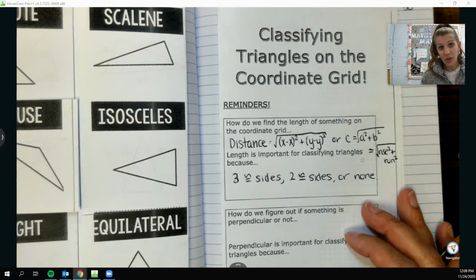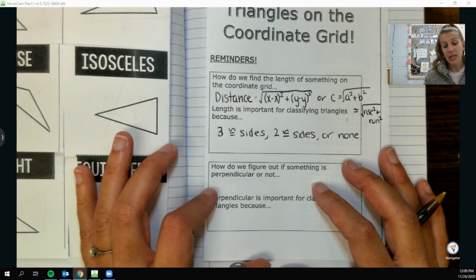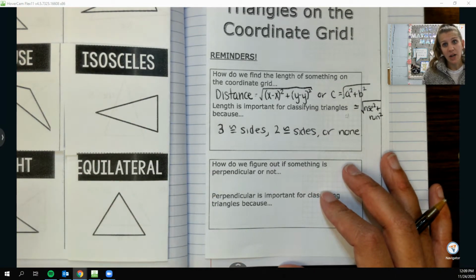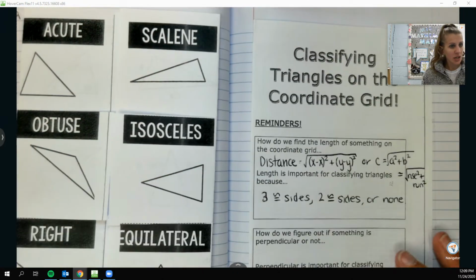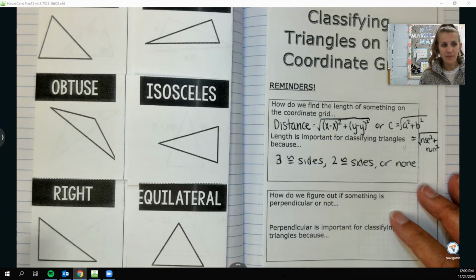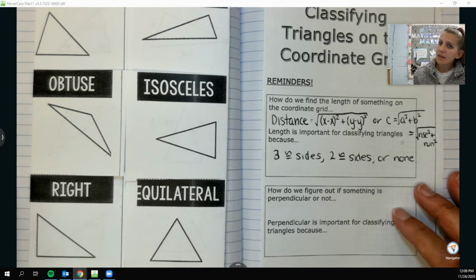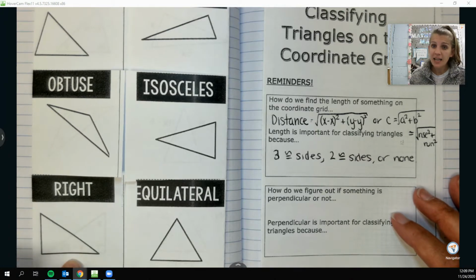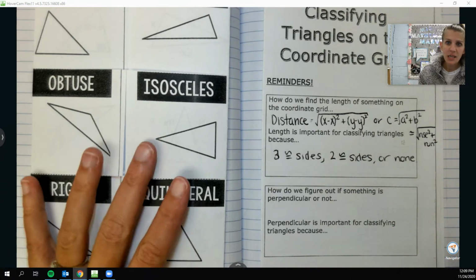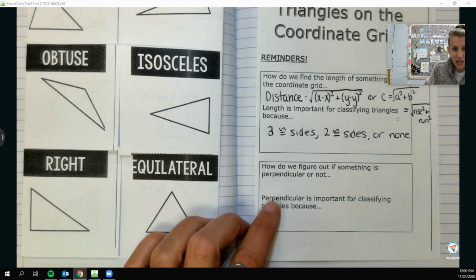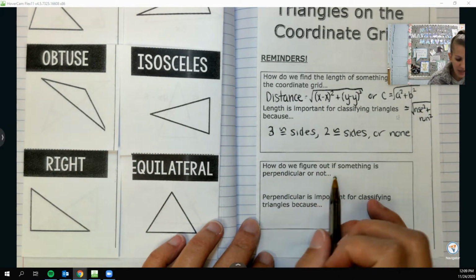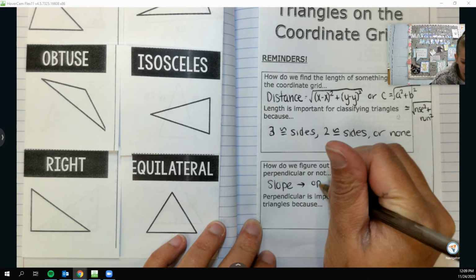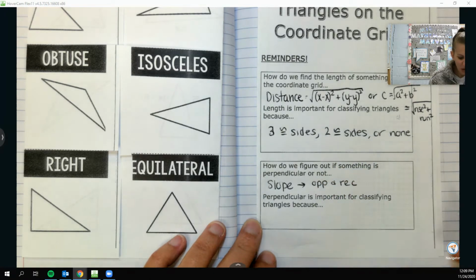Now, the other thing that I can do on a coordinate grid is figure out if something is perpendicular or not. And that's useful because then I can classify the triangle based on its angle measure. So a triangle can be acute, obtuse, or right. I can't measure acute or obtuse on a coordinate grid, but I can measure right on a coordinate grid because that is perpendicular. So to remember how to figure out if it's perpendicular or not, we need to look at the slope, and they need to be opposite and reciprocal of each other.